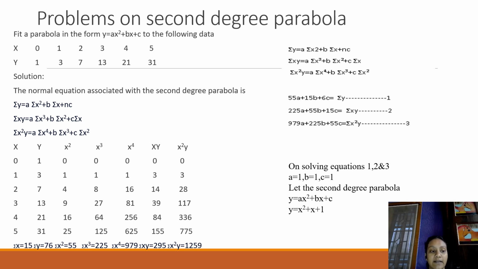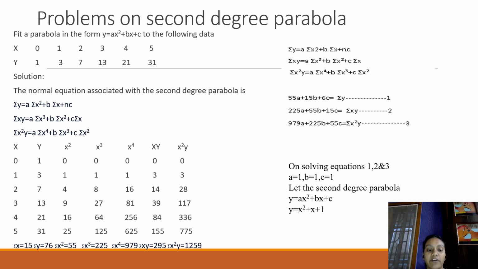Now, by again multiplying another x into the above equation, we get summation of x square y equals a into summation of x power 4 plus b into summation of x cube plus c into summation of x square. Now we are going to write down the given values of x and y in a table format and find the values of x square, x cube, x power 4, x into y, and x squared y.